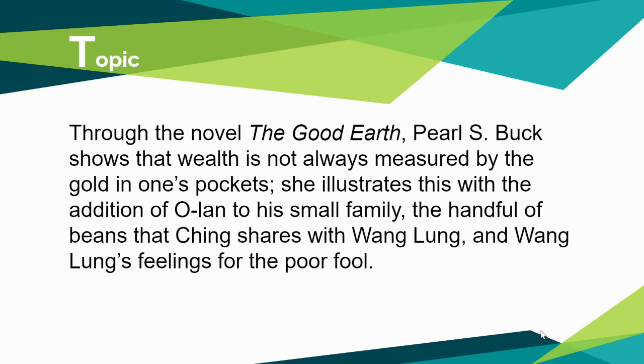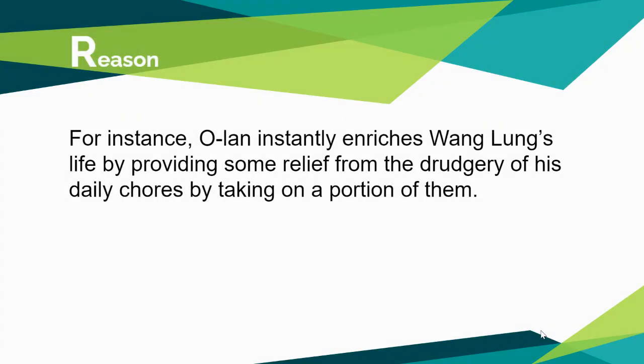Okay, so my sample chunk here, a TREE. I've come up with this topic sentence. Through the novel The Good Earth, Pearl S. Buck shows that wealth is not always measured by the gold in one's pockets. She illustrates this with the addition of Olan to his family, the handful of beans that Ching shares with Wang Lung, and Wang Lung's feelings for the poor fool. Okay, so I'm talking about a theme, that wealth is not always measured by the gold in one's pockets, and then I'm listing 3 reasons in my topic sentence.